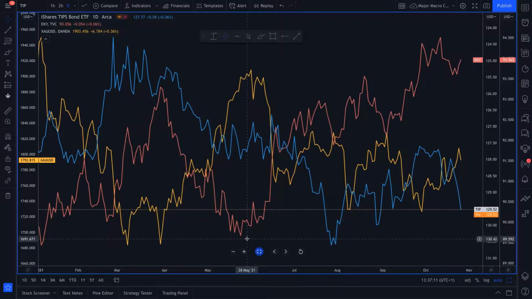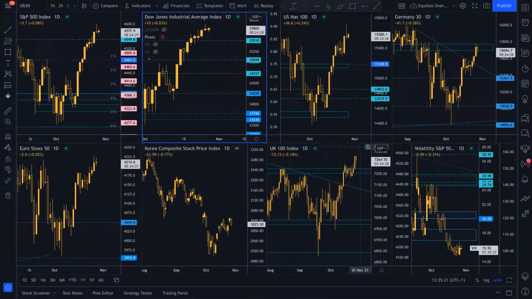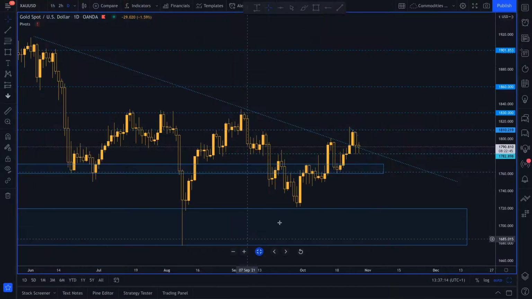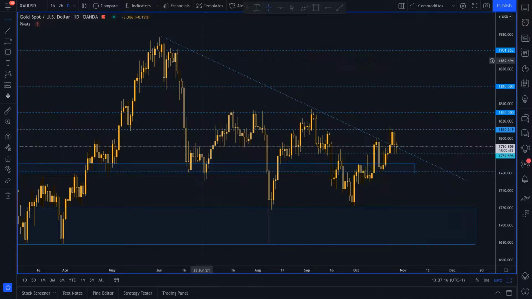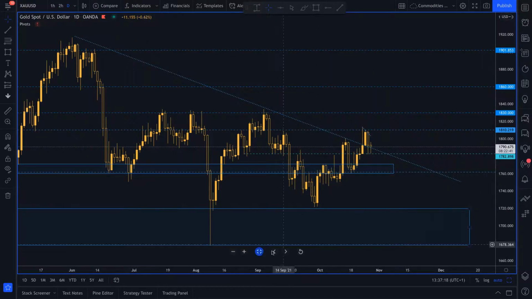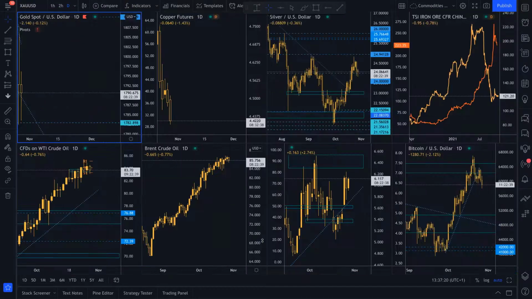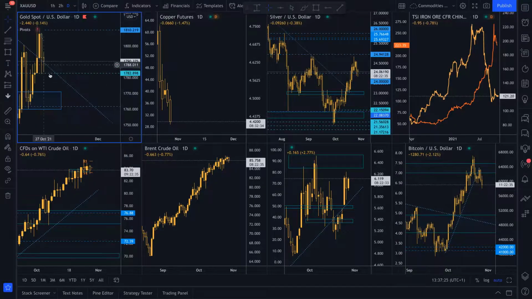So going back to our gold chart, we can see gold starting to push higher. Now, as soon as the dollar weakens, then we can look at more potential upside in gold.